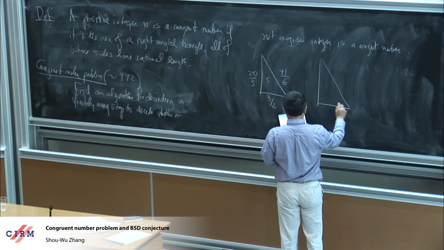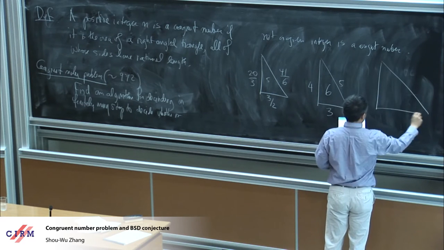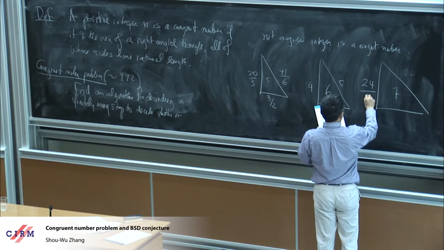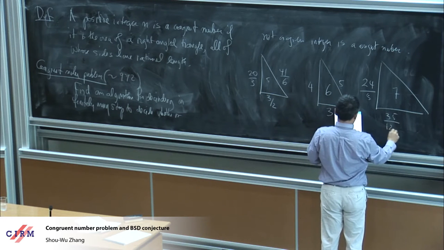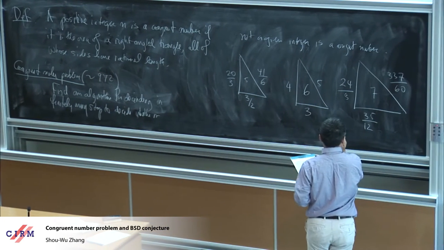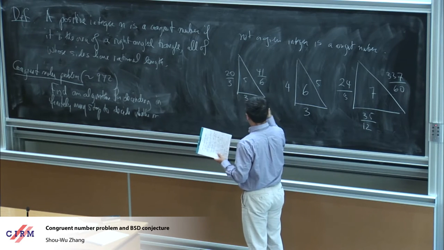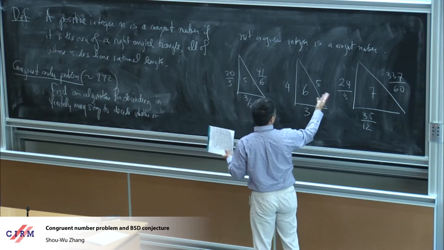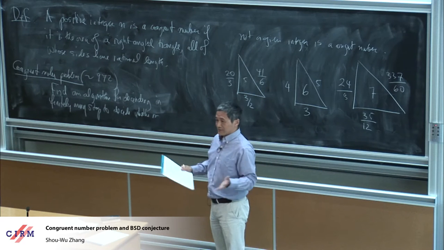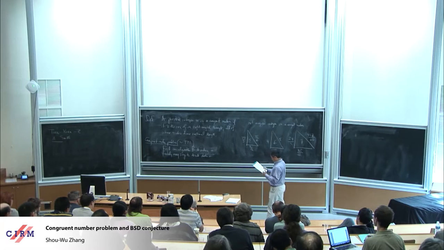Another familiar one is 6, with the triangle 4, 3, 5. Another one is 7, with the triangle 24/5, 35/12, 337/60. So you see from these examples that the complexity of the right triangle has nothing to do with the size of the number. Sometimes it is very simple, sometimes very complicated. But it's not difficult to list infinitely many congruent numbers. The problem is that if I give you a number, to determine whether it is congruent or not.